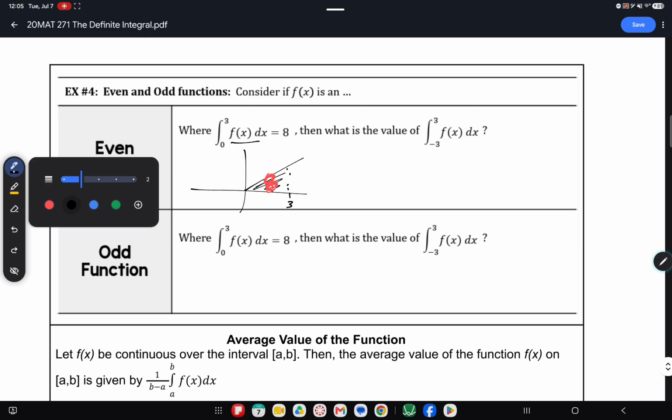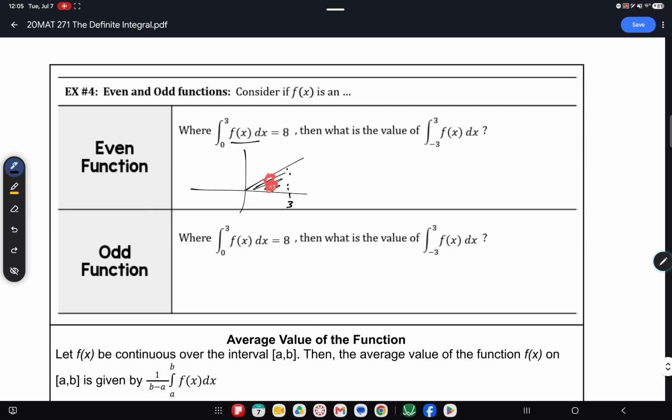Well, if it's an even function, that means there's symmetry. So it's the same on the other side, and we're going the same distance. It's -3. So that means this area here is also going to be 8 because of that symmetry. So if I talk about the area of both of those, I would be adding them. It's the same, so we'd have 8 plus 8, which is 16. Or really, I can multiply it by 2. So that area is 16.